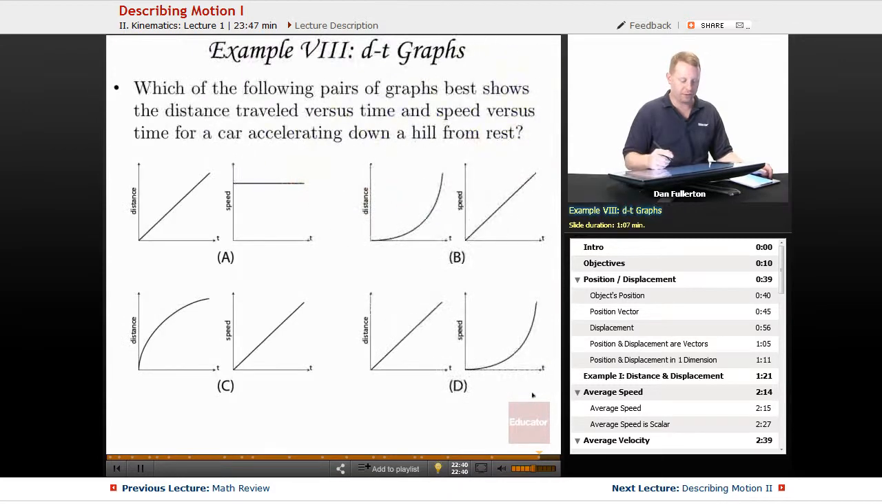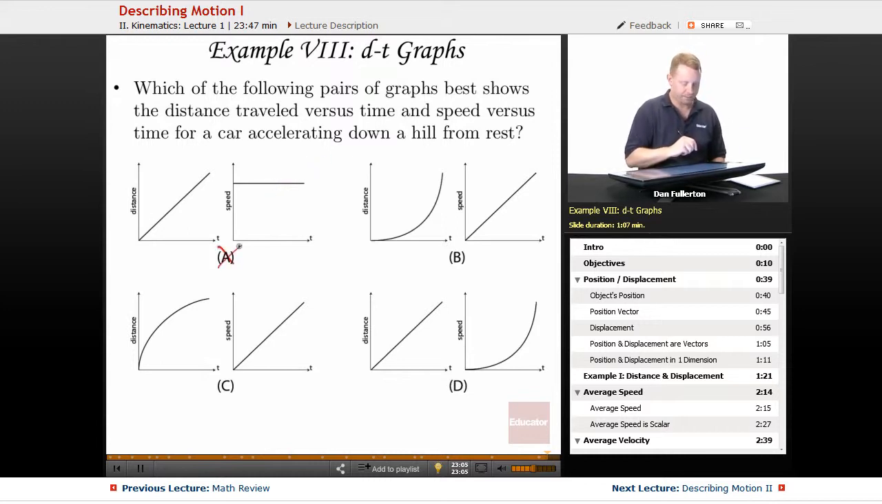All right, one last one. Which of the following pairs of graphs best shows the distance traveled versus time and speed versus time for a car accelerating down a hill from rest? All right, let's take a look at the first one. In distance and time, it looks like it's moving the same amount every time, and the speed is constant. If it's accelerating, that doesn't make any sense.